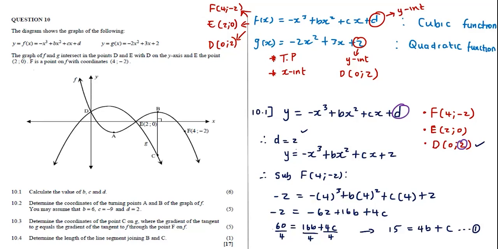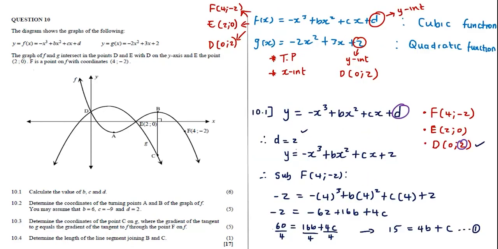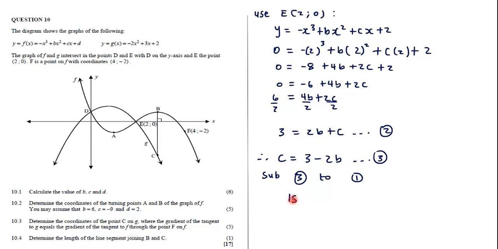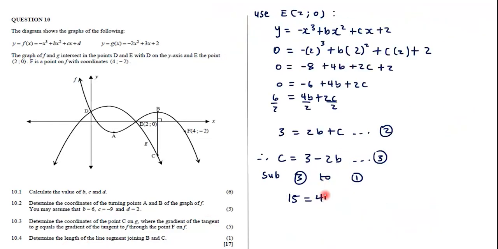So I have the first equation there, the second equation there. From here, I'm going to make c equal to 3 minus 2b, which is my equation 3. And of course here I'm going to substitute 3 into 1. What was the first equation? The first equation was 15 equals 4b plus c. So now let's go ahead and substitute.